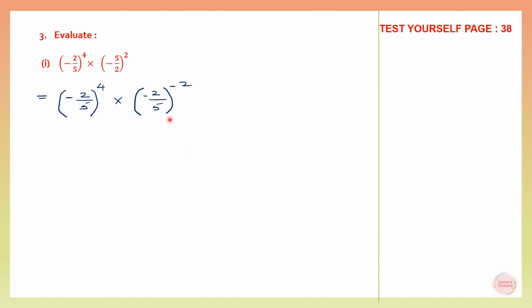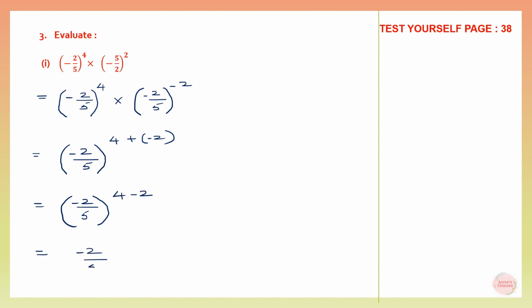Now why did we do the reciprocal of this? So that the base can be the same. Now can you see that the base is the same, it's multiplication. Use the law of exponents. According to that, you can add the powers. So when the base is the same, you can add the powers for multiplication. So minus 2 by 5 raised to the power of, let's add up the powers, 4 plus minus 2. So this becomes minus 2 by 5. Now let's add up the powers. So that is 4 minus 2. So minus 2 by 5 raised to the power of 2.